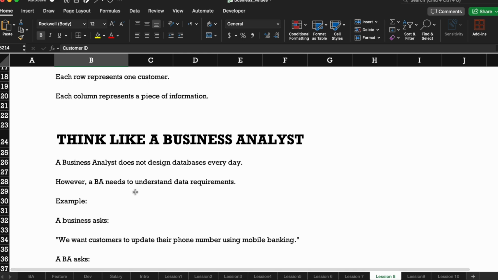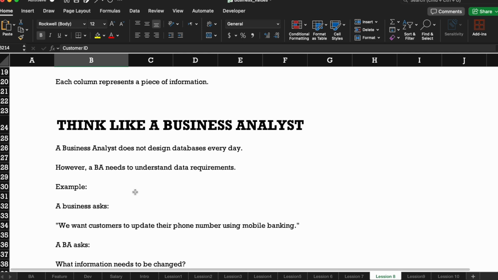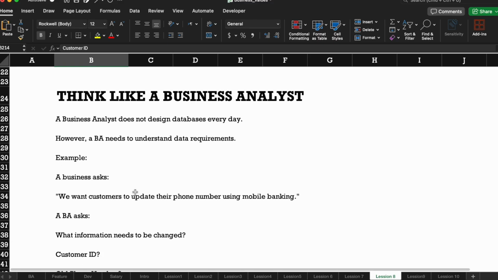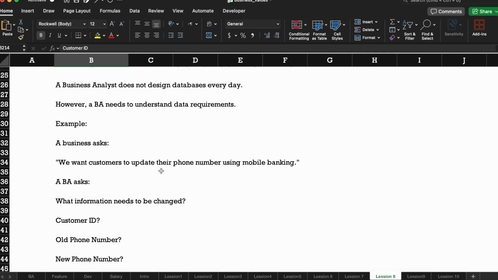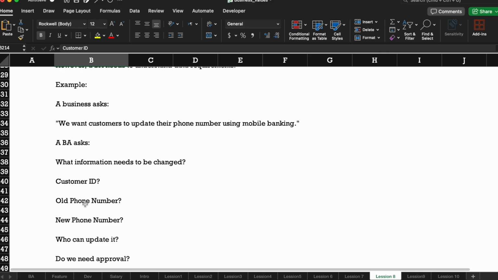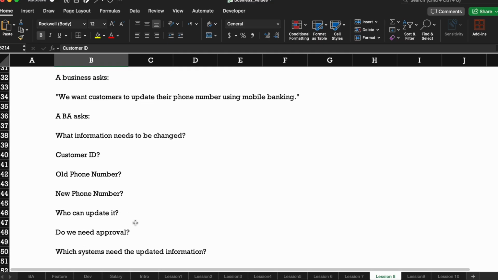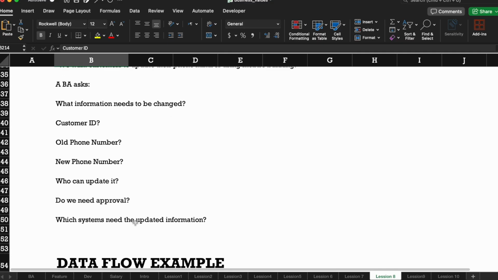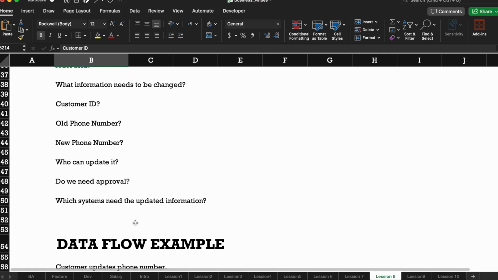Think like a business analyst. A business analyst does not design a database every day. However, a BA needs to understand the requirement. Example, a business ask is: we want customers to update their phone number using mobile banking. BA task: what information needs to be changed? Customer ID, old phone number, new phone number. Who can update it? We do need approval.